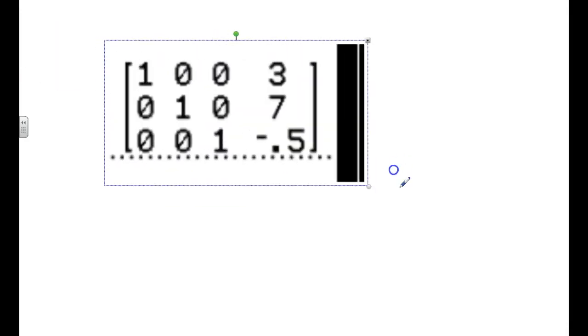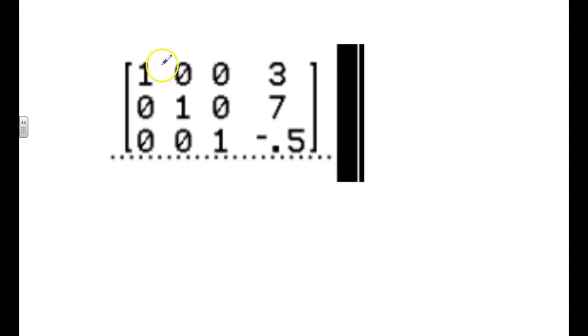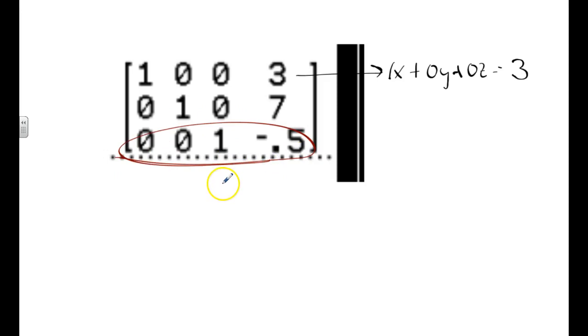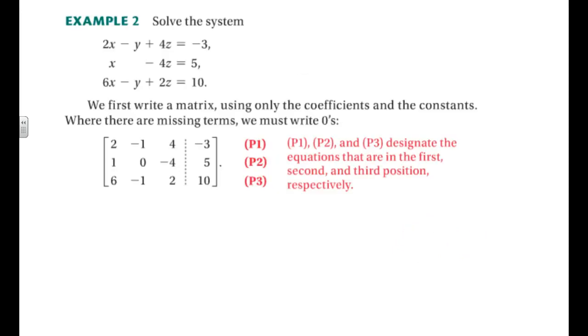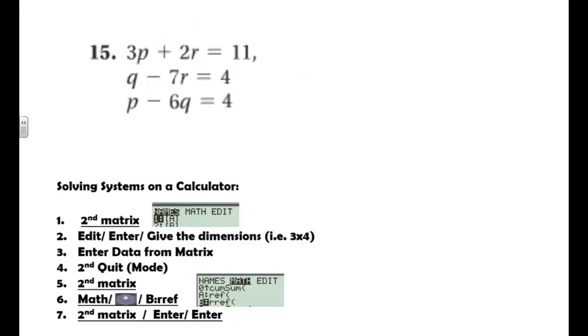So just to explain this answer just a little bit, why is this a solution? This is a solution because if we were to dump this back into a system form, this top line would say 1x plus no y's plus no z's. In other words, just 1x would equal 3. And this bottom line would read z equals -1/2. So you can actually write your answer in an ordered pair, 3, 7, -1/2. And there's example number 2.